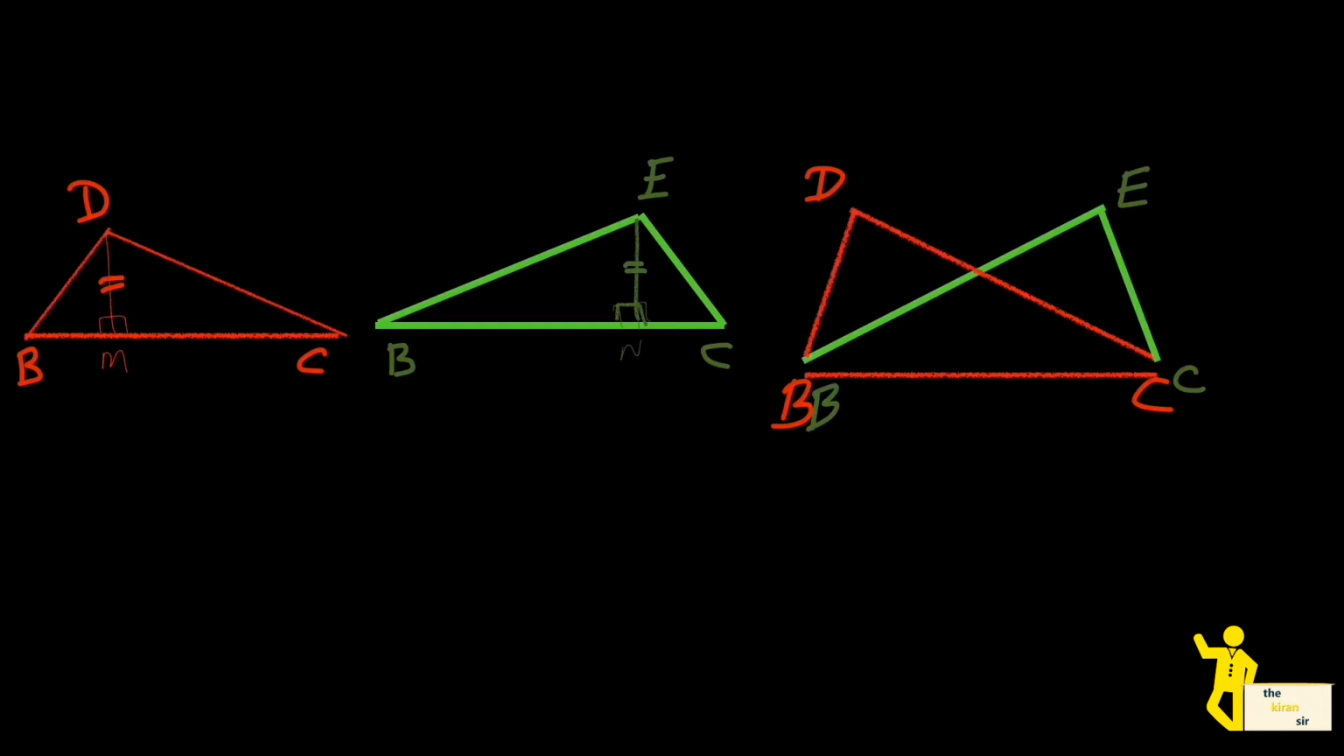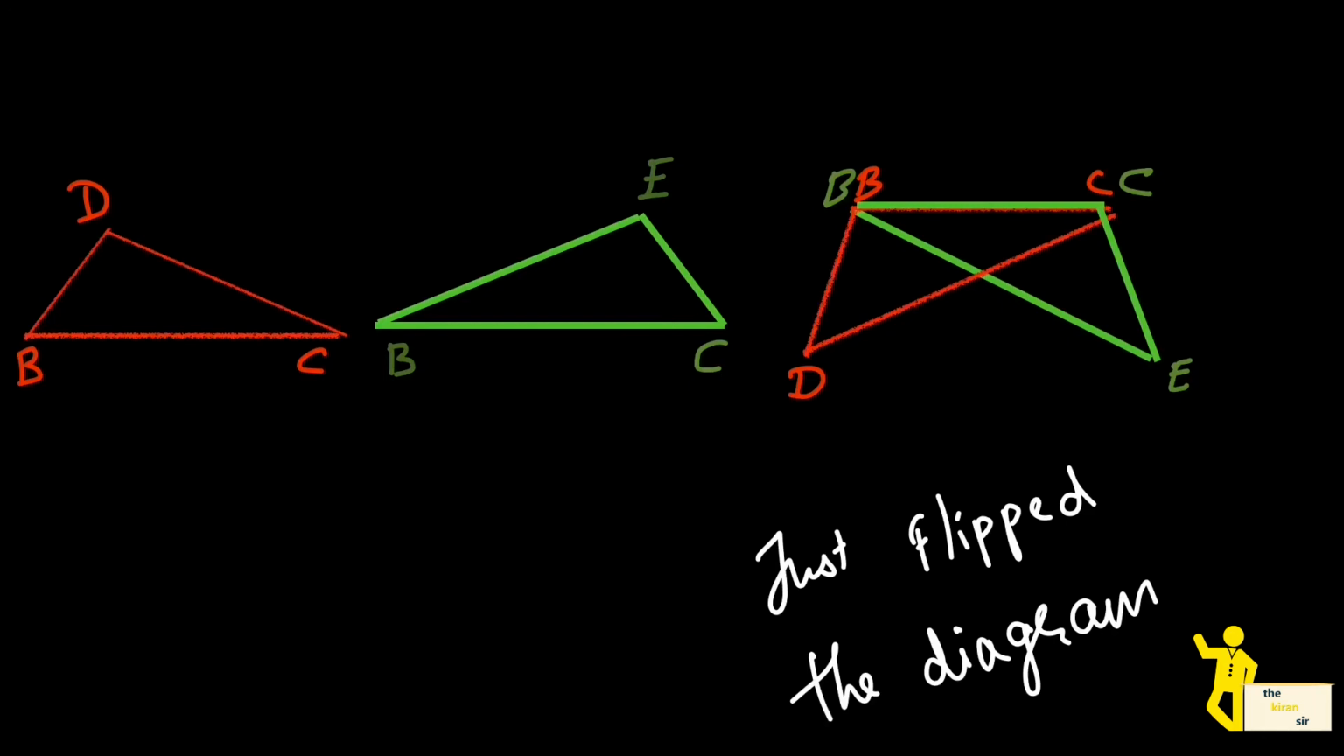And then I'm just going to flip it. Just flipping it, what will happen? Flip it means I'll take it upside down. So BC will go up and DE will come down. Okay, so we can clearly see both our triangles DBC and EBC both are lying on the same base BC, and yes, what did we prove?